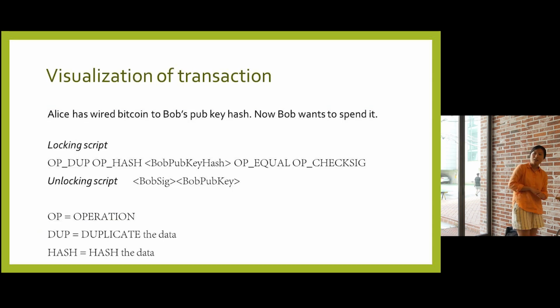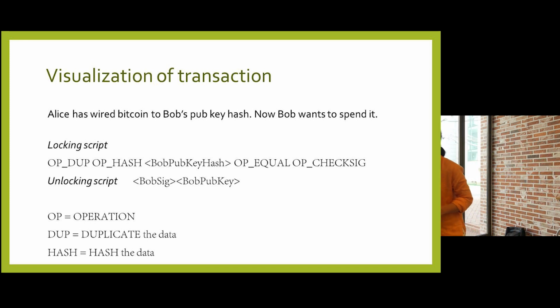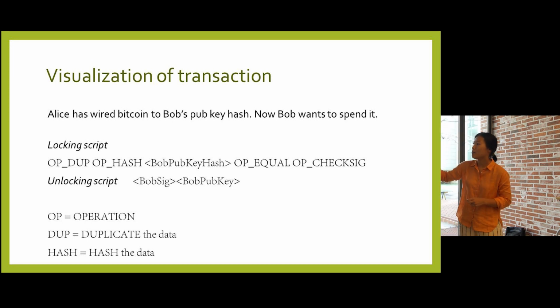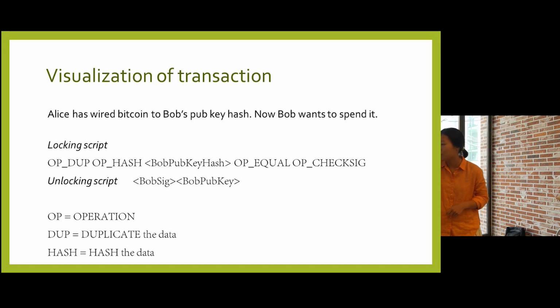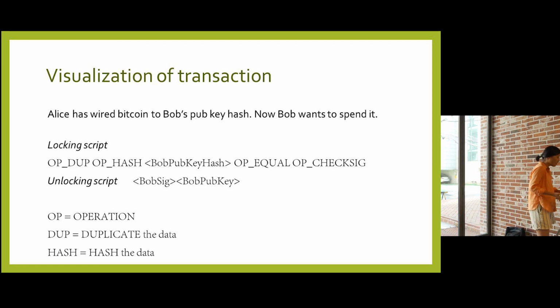Alright, so let's actually see the visualization of a transaction. Here's an example. Alice has wired Bitcoin to Bob's public key hash, one type of transaction. And now Bob wants to spend it. So this is the lock that Alice put on this money, the locking script. And now Bob has to provide his signature and public key to unlock this account to be able to spend it. And here are just some keys for the words.